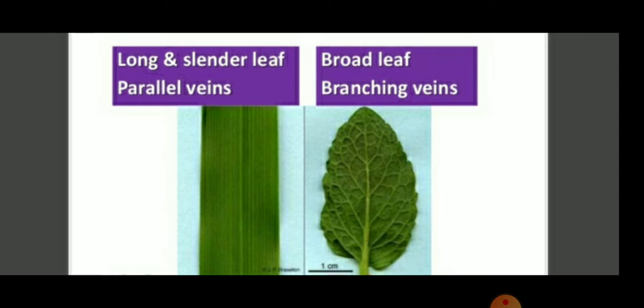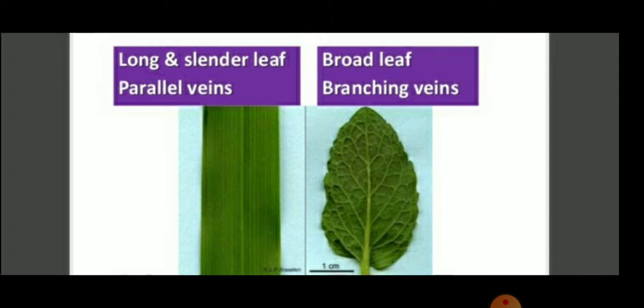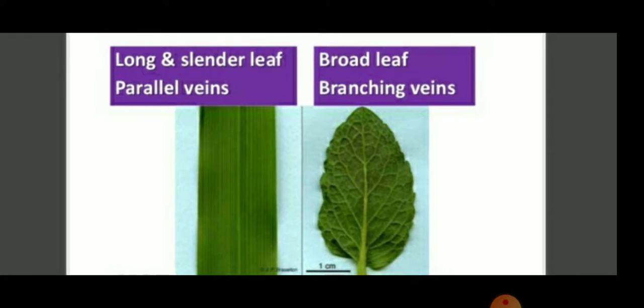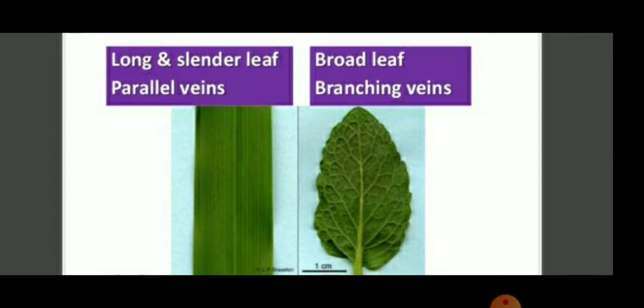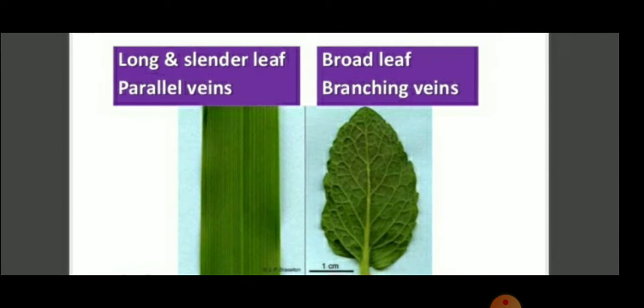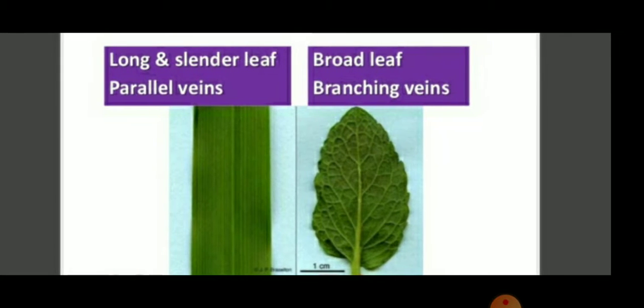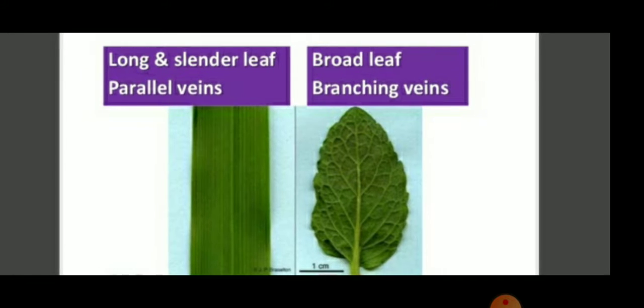Children, on the basis of the arrangement of the veins in the leaf blade, this arrangement of the veins is called the venation, and there are two types of venation. The first type is where long and slender leaves are present, for example grasses and banana. The veins run parallel to each other, so such venation is called parallel venation.